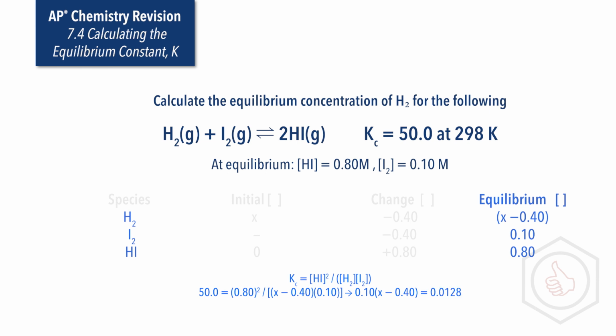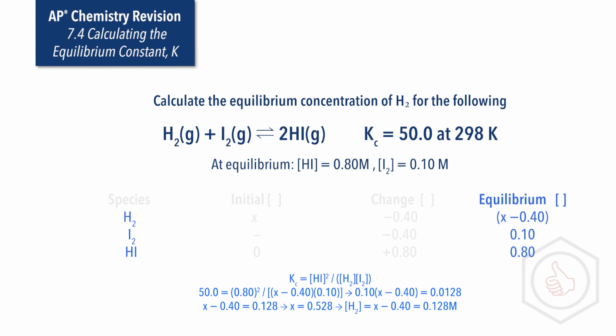This can then be simplified further to X minus 0.4 equals 0.128. So with some further rearranging, X equals 0.528. Now remember, the question was asking us for the equilibrium concentration of H2, which we said was X minus 0.4. So 0.528 minus 0.4 gives 0.128 molar. That would be the concentration of H2 at equilibrium.